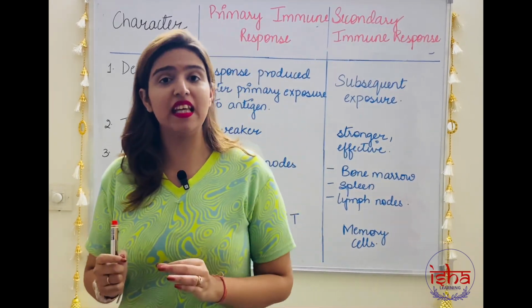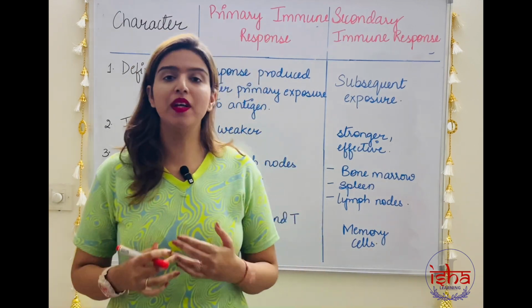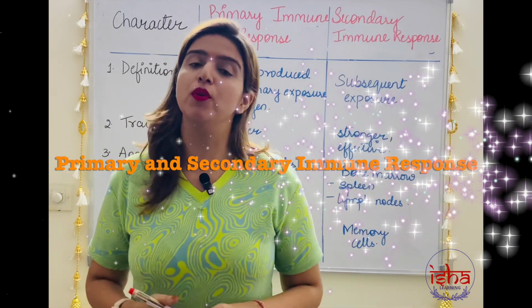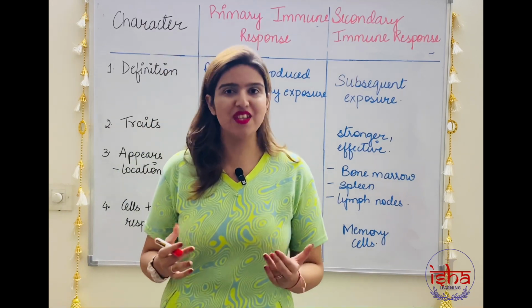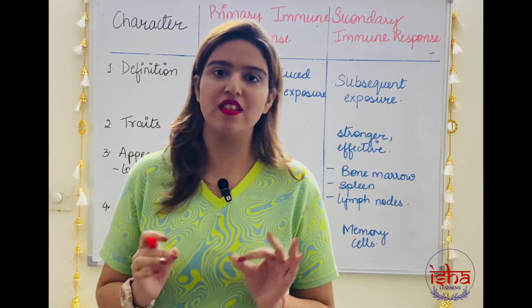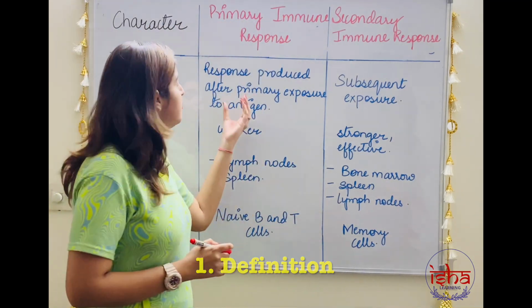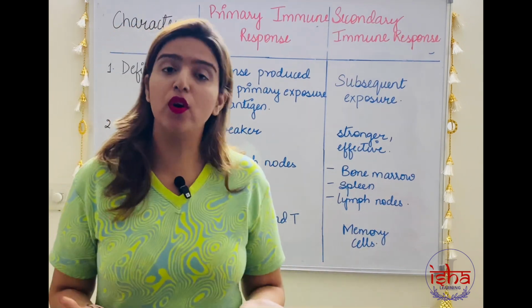We've already seen the differences between the innate and adaptive immunity. Now let's quickly move on and understand the difference between primary and secondary immune response. Primary means first, secondary means second, tertiary means third. So here we are going to look at the first and second levels. So the primary immune response, naturally as I told you, is the primary. First time the body looks at the antigen and responds to it.